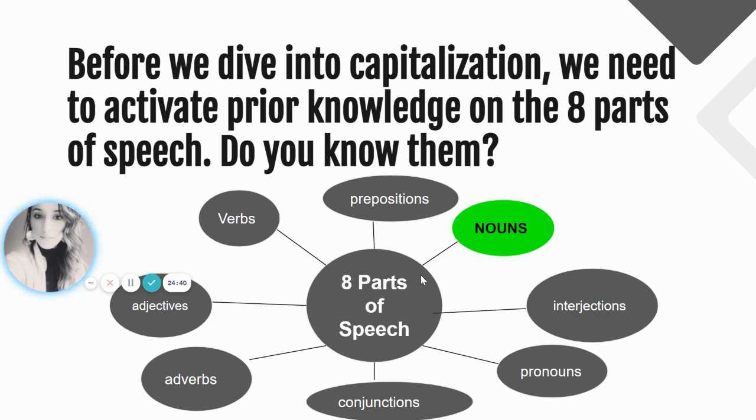So before we dive into capitalization, we need to activate prior knowledge on the 8 parts of speech. If you don't already know your 8 parts of speech, you should be writing these things down. So your 8 parts of speech. So we have nouns, which is what we're going to learn about today. That's why it's highlighted in green. We have interjections, pronouns, conjunctions, adverbs, adjectives, verbs, and prepositions. You can pause the video right now to copy this down on your notes. You just have to draw this diagram right here and then label it, okay?